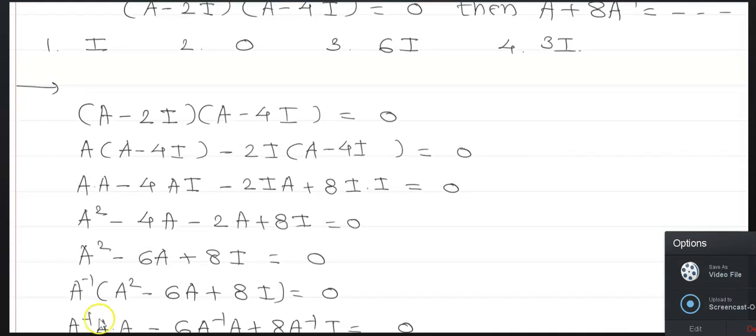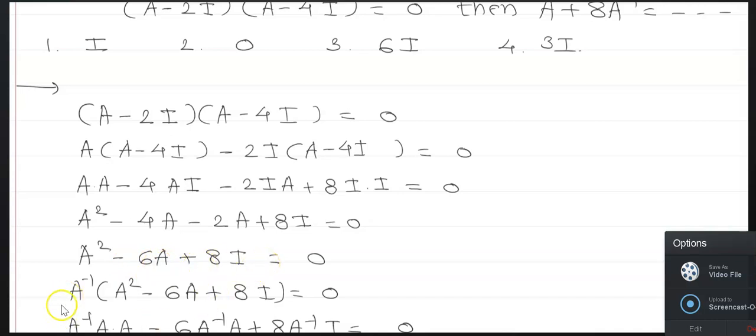See this here. That is (A minus 2I) into (A minus 4I), that's equal to 0. Now their product: A into A is A square, minus 4AI is nothing but 4A, minus 2IA, that is A, minus 2A, plus 8I, that is equal to 0. Now simplify this: A square minus 6A plus 8I.